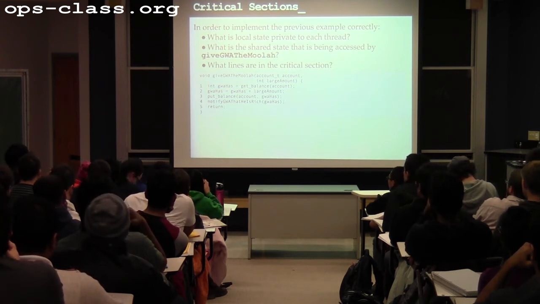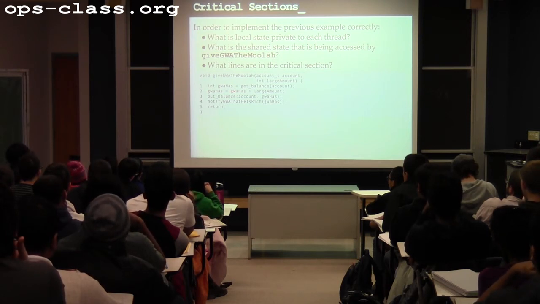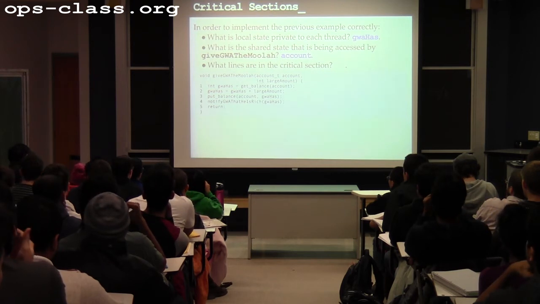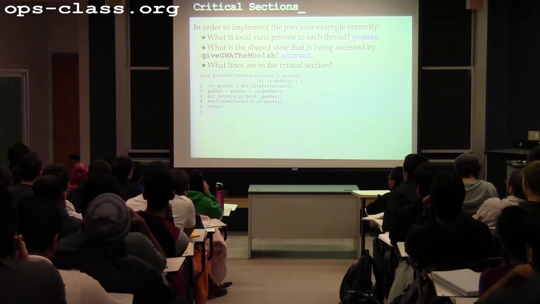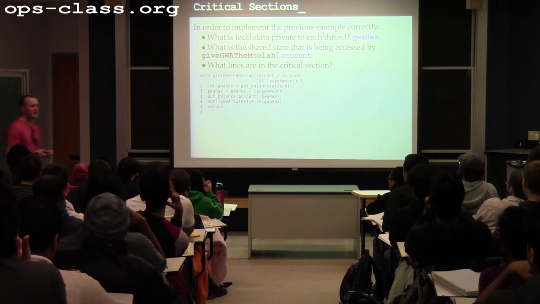What's the local state that's private to each thread? There's only one piece of state here, so it shouldn't be a hard answer. It's this, right? It's the amount of money that I actually have, right? And the account is the shared state. So in order to fix this piece of code, what part of this function needs to look atomic to other threads that are executing this function? What several instructions need to look like they happen at the same time?